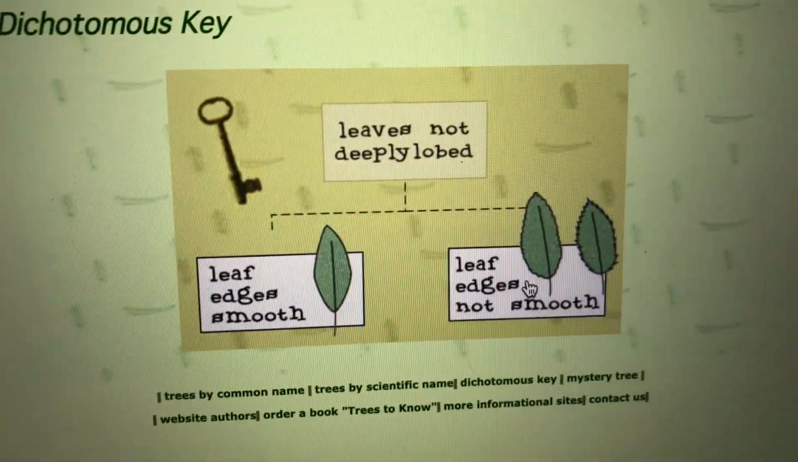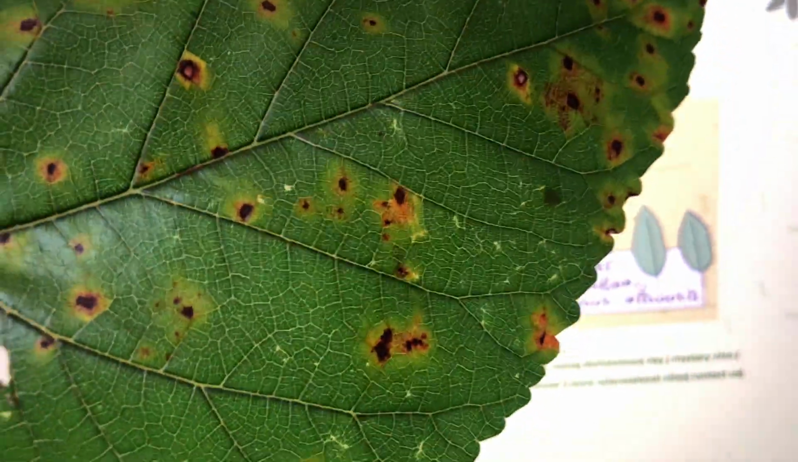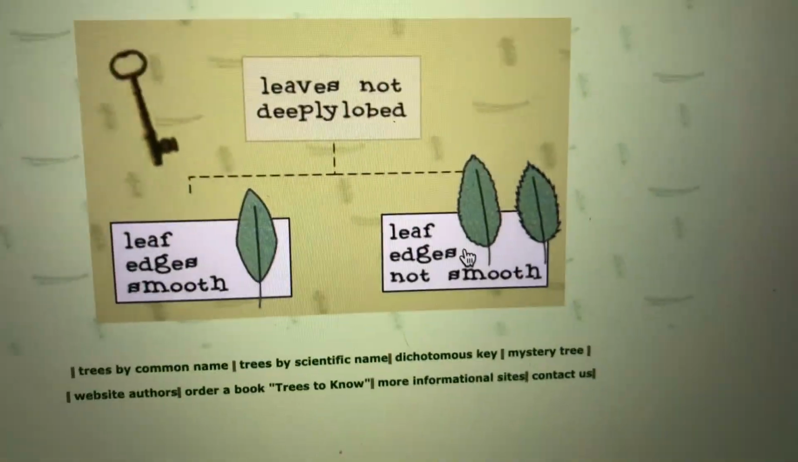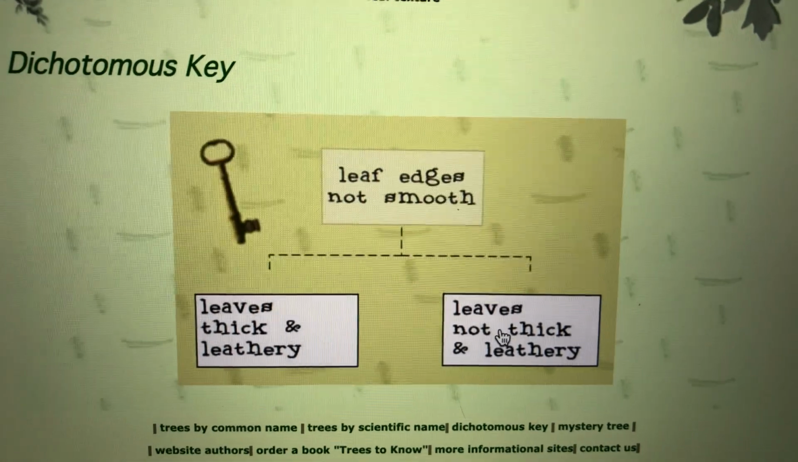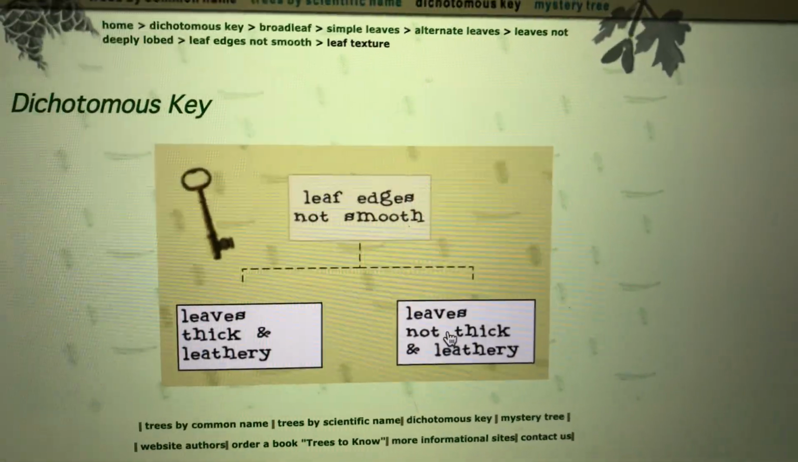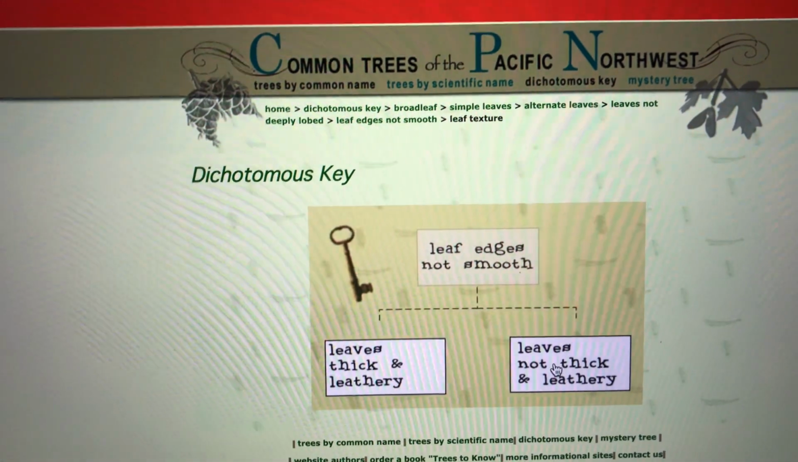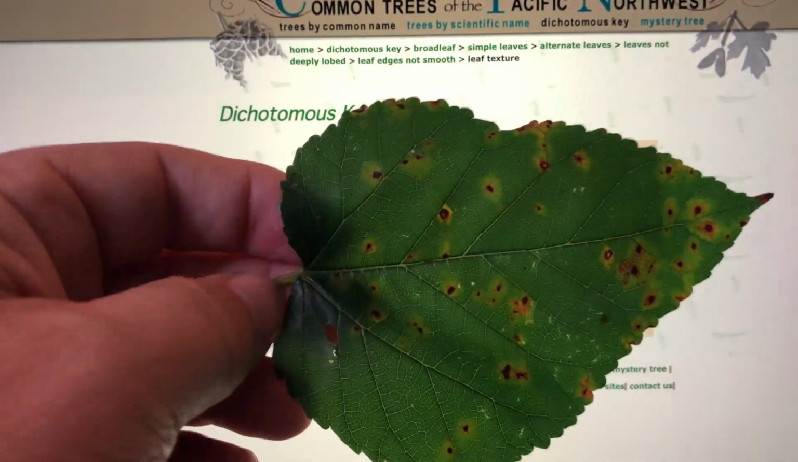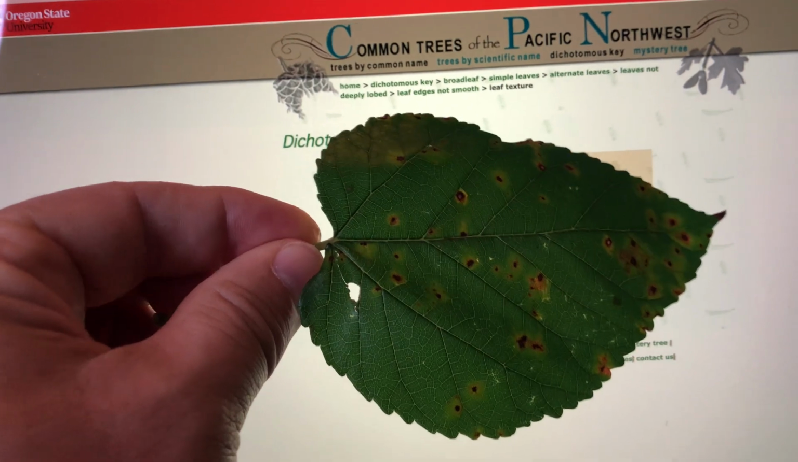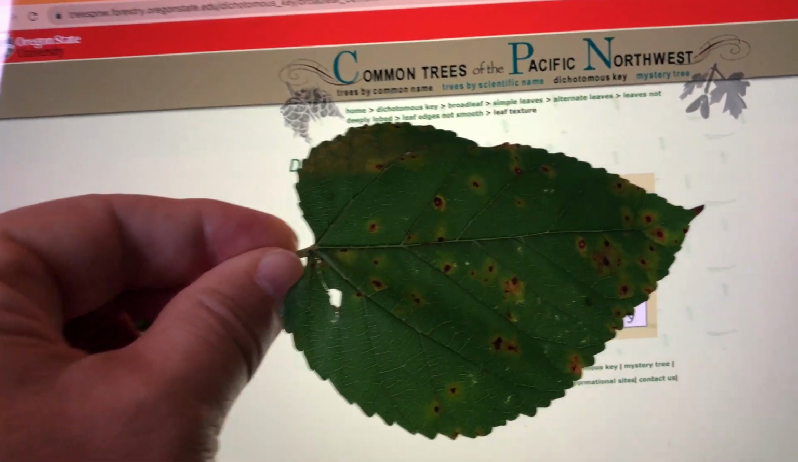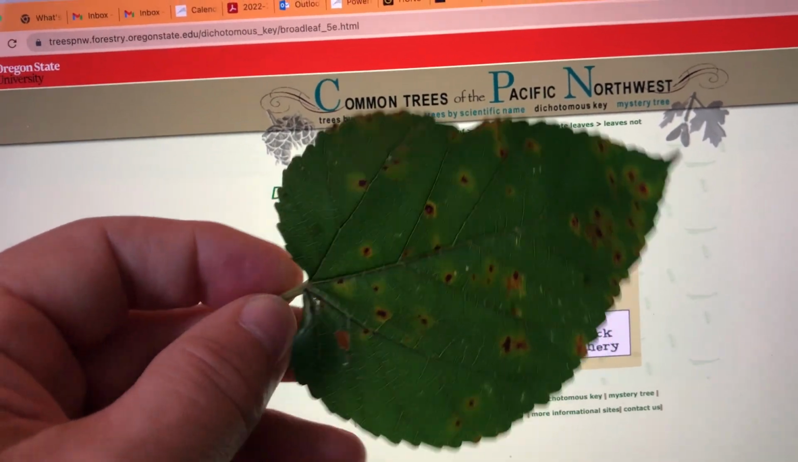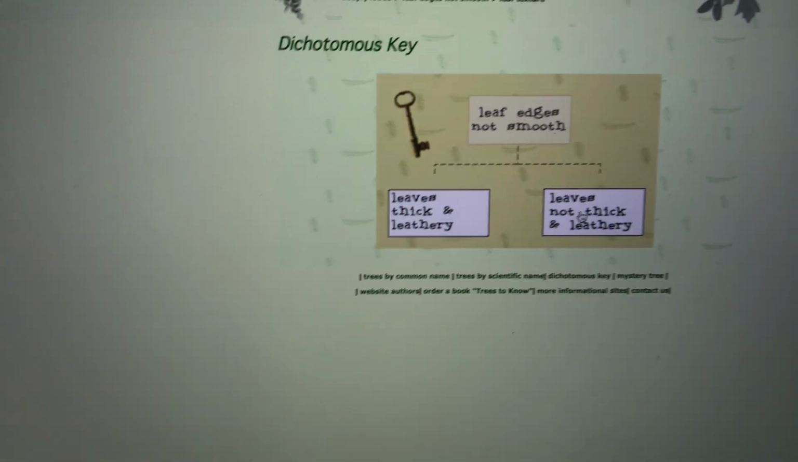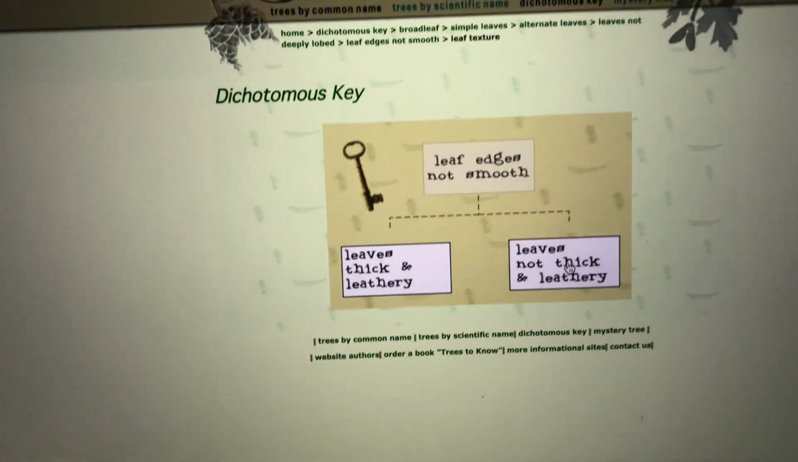Is the leaf edge smooth or is the leaf edge not smooth? Well, no, the leaf edge is not smooth. So this guy is going to come down into this category. So the leaf edge is not smooth. Okay. Is the leaf thick and leathery? Or is the leaf not thick and leathery? Now, see, thick and leathery usually refers to leaves that are in areas where there's a lot of sun or they're trying to retain water. This leaf is not that worried about it. This is a regular leafy sort of material. So we're going to come over here. We're going to click this one.